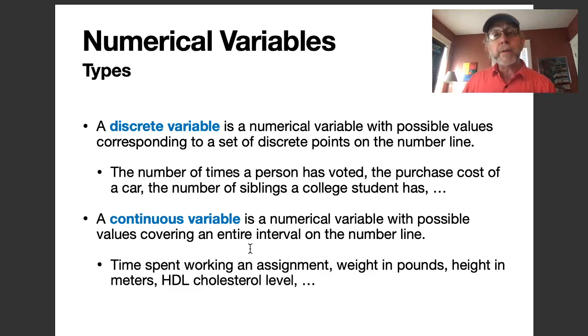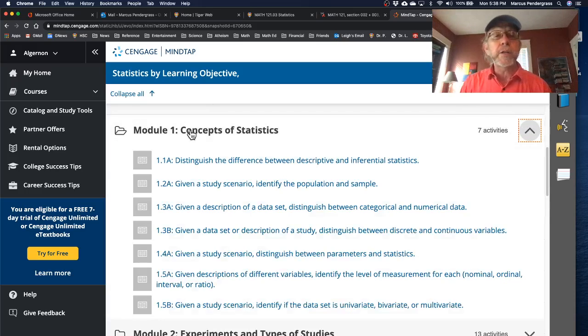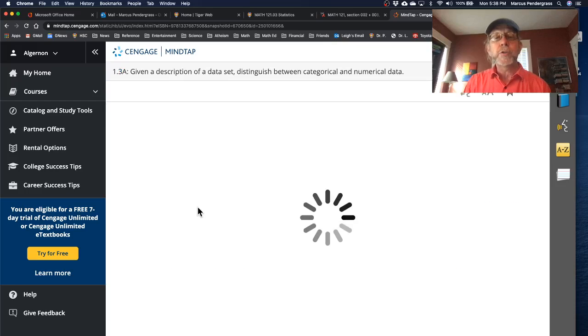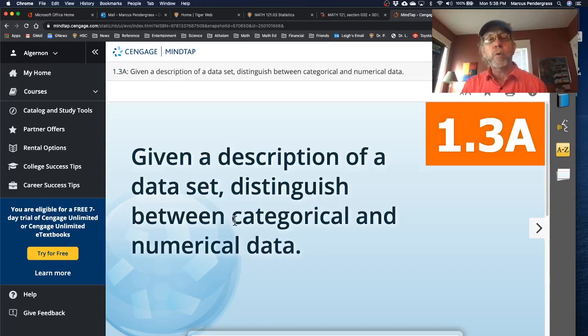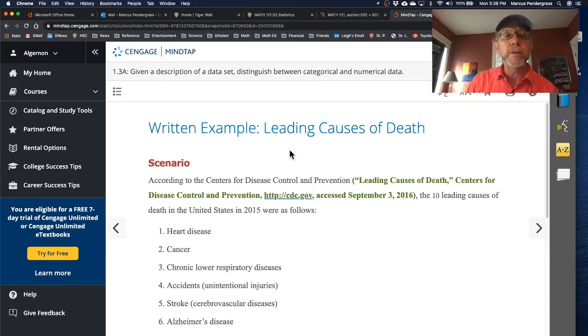A lot of times, discrete variables come from counting, and continuous variables come from measuring, and that's one way to keep those ideas straight. So let's take a look at the ebook and see what it has to say here. These ideas are spread through two sections of our ebook. Section 1.3a talks about the distinction between categorical and numerical data. Let me take a look at a couple of examples. A lot of times they're obvious, sometimes not quite so obvious.